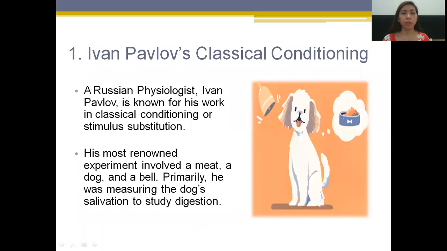Now let us first discuss Ivan Pavlov's classical conditioning. He is a Russian physiologist and he is known for his work in classical conditioning or stimulus substitution. His most renowned experiment involved a meat, a dog, and a bell. Primarily, he was measuring the dog's salivation to study digestion.